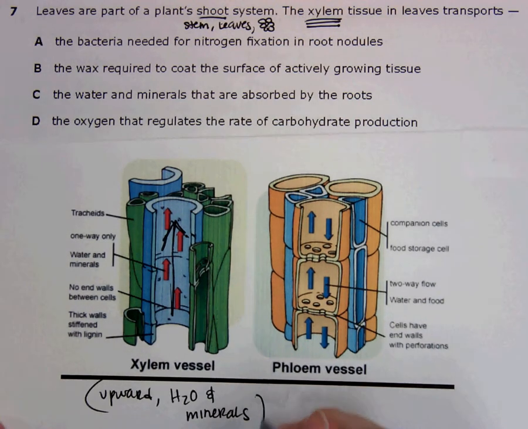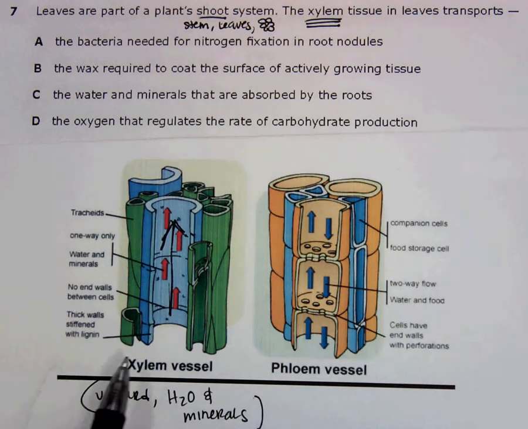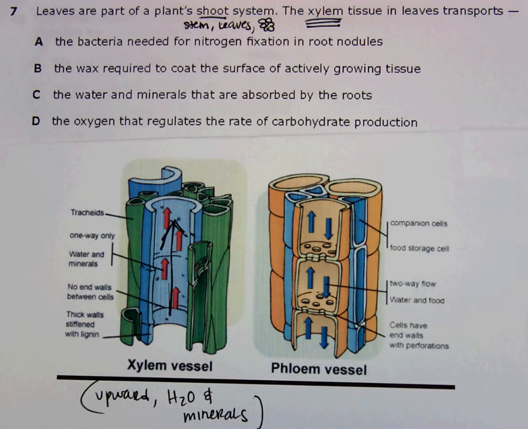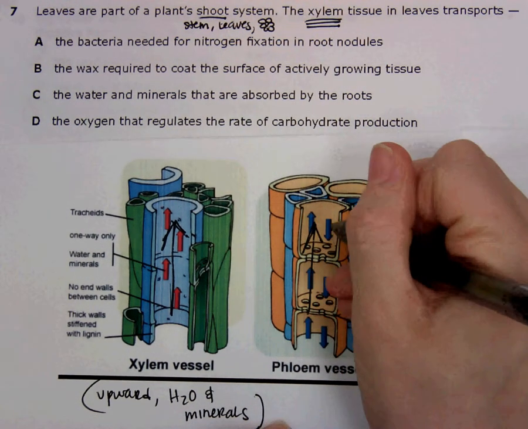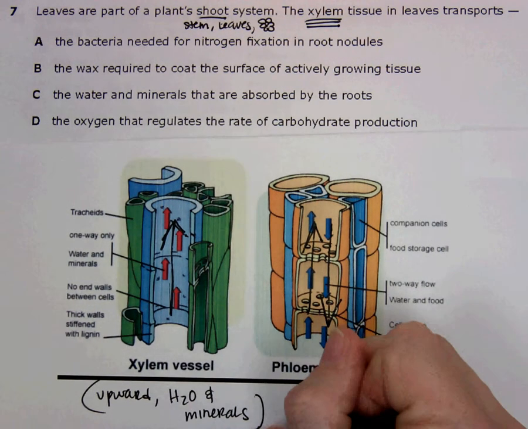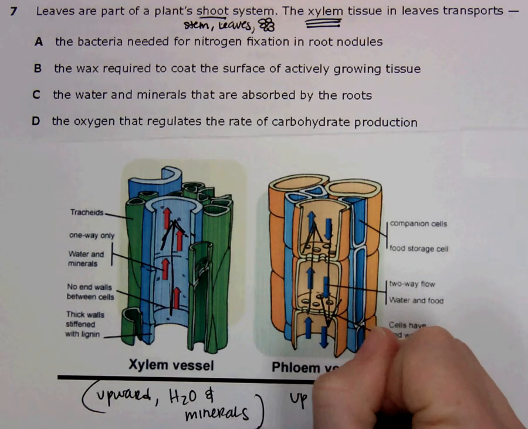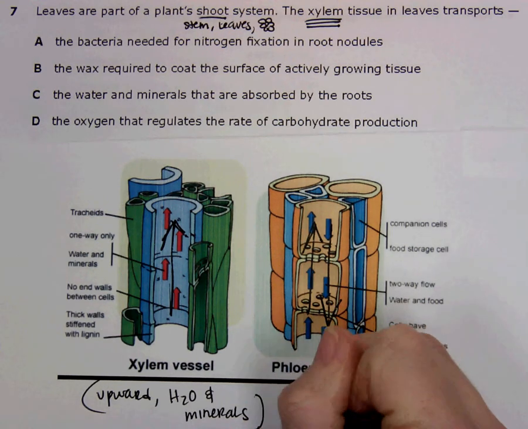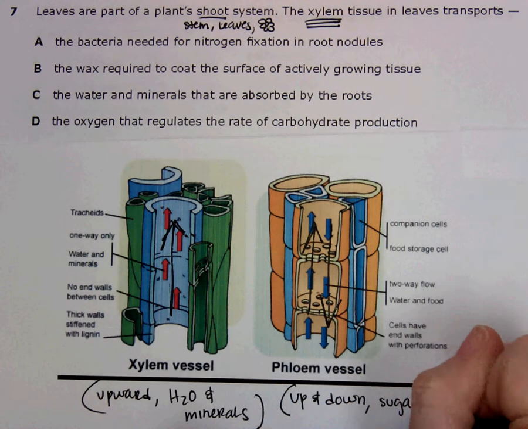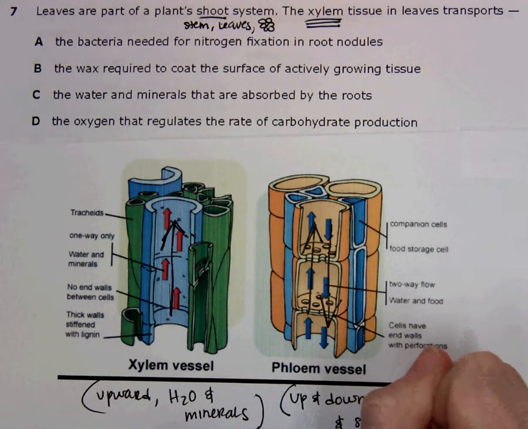Okay. The phloem, which is kind of like the opposite, if you will, tissue involved in movement, carries sugar and starches from the leaf down through the stem and into the roots for storage. So it involves movement up and down, not just one direction, okay? So up and down. And then it is dealing with the transport of sugars and starches.